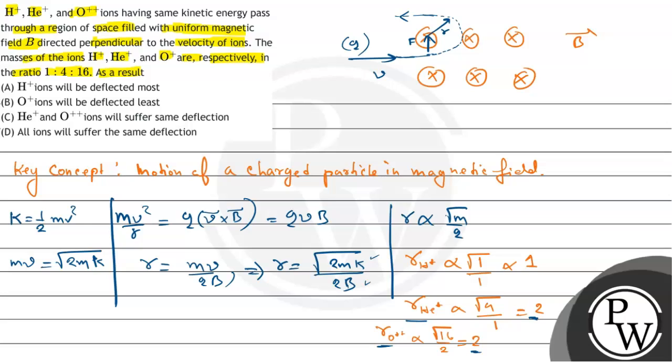That means the deflection of the He plus and O2 plus ions will be the same, because the radius of the circular path that they will follow is the same, right? That means our option C is correct.